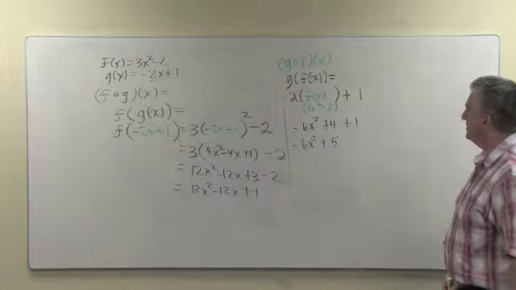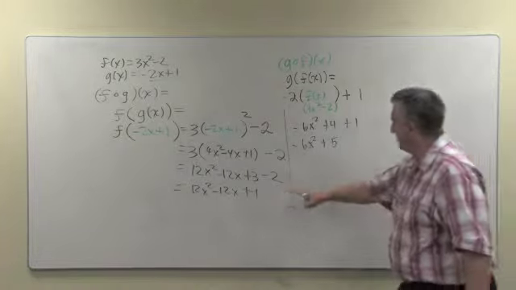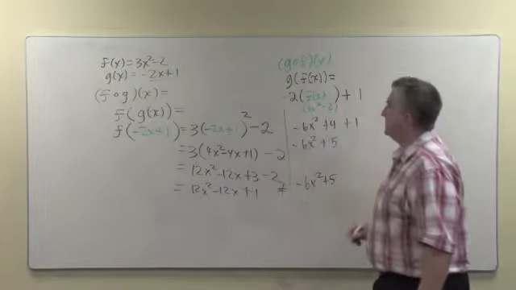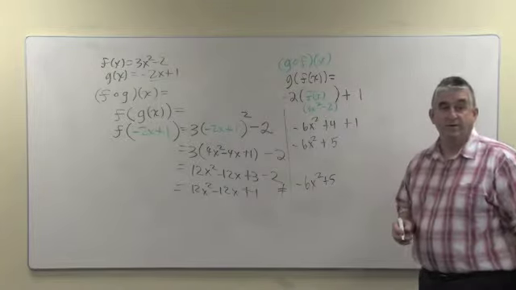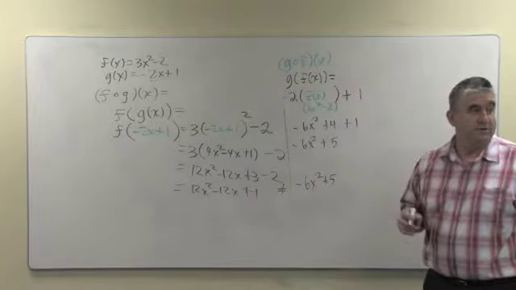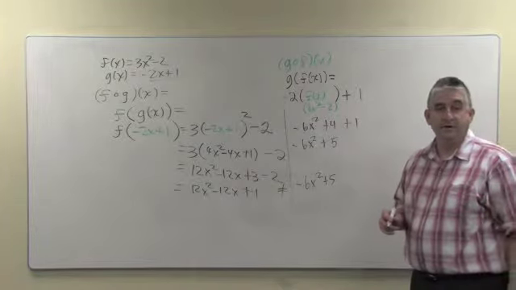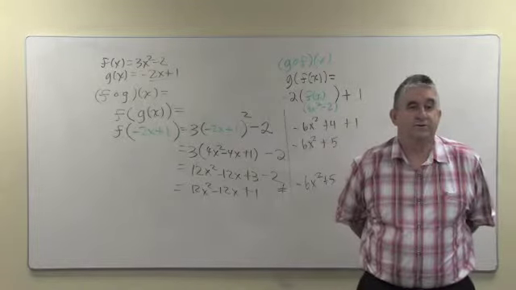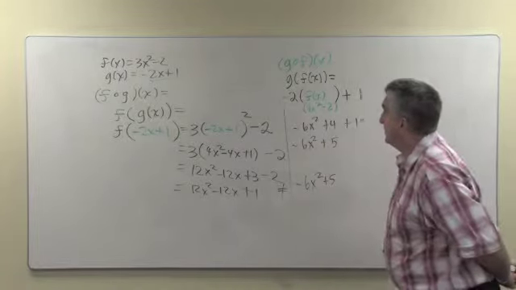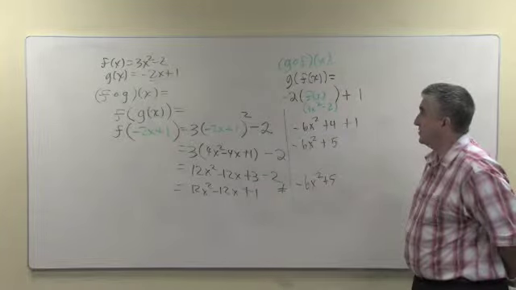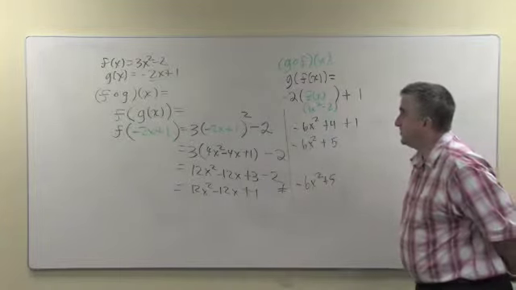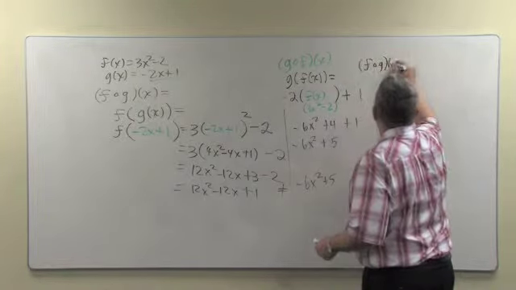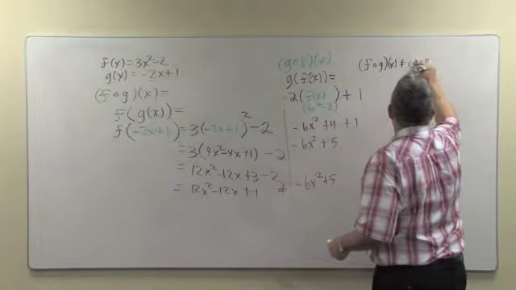Now if you notice, f circle g is not the same as g circle f. So composition, we say, is not commutative. That means you cannot reverse the order and expect to get the same thing. Now that's in general. There are special cases when you do compose functions and you do get the same thing. But those are only special kinds of functions which we'll talk about later. In general, f circle g and g circle f are not equal to each other.